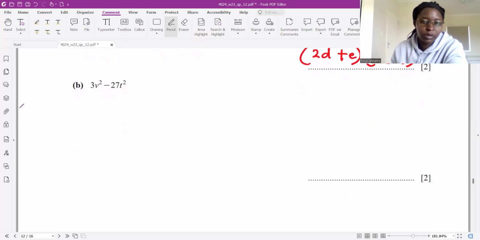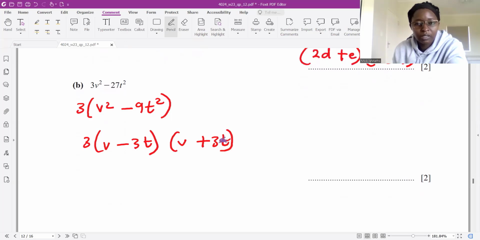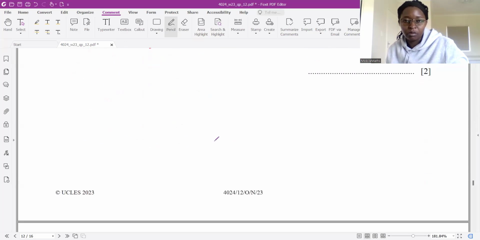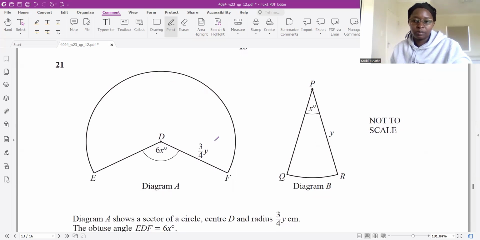This one, first of all, we can take out 3. Then we can get V squared minus 9T squared. So this is a difference of two squares. We can get our answer as 3 times (V minus 3T) times (V plus 3T). That's our final answer there. Let's move on. Okay, so we have a sector now, number 21.